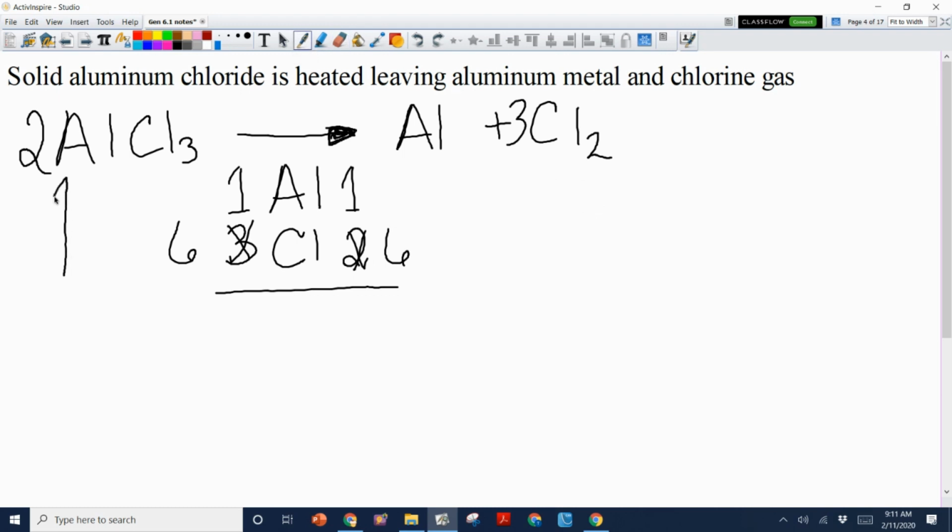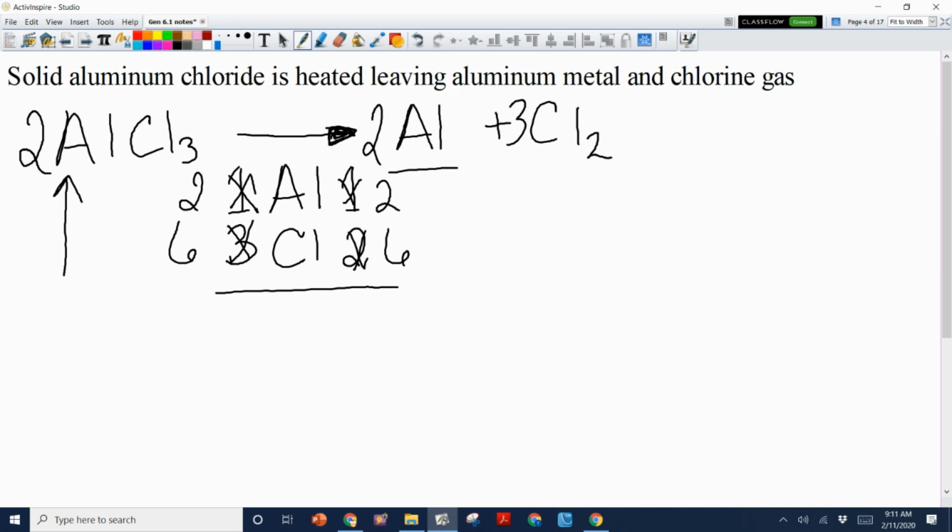So if you'll notice here, we have 2 aluminums now. So you have to back up and backtrack sometimes just a little bit. Over on the right-hand side, I need to make 2 aluminums as well. So I need to put a 2 there, which makes a 2.